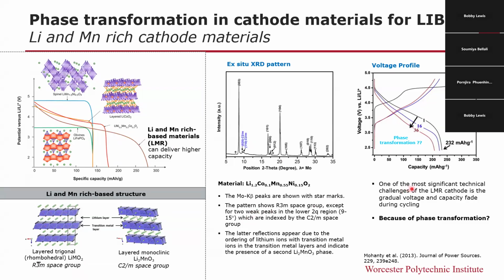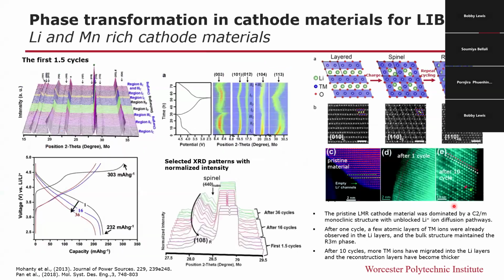However, despite the high capacity, LMR has a serious problem shown clearly in the voltage profile like this. You can see if the cycling continues from cycle 1 to cycle 36, both the voltage and the capacity fade significantly. And the quick question is, is this degradation caused by phase transformation? And the answer is yes. You can see it clearly in this in situ pattern.